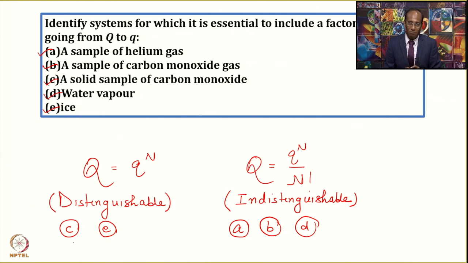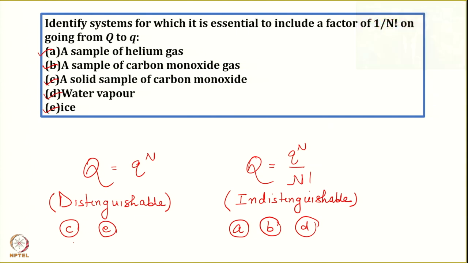Therefore, when you recover the molecular partition function from the canonical partition function, we need to be very careful whether we need 1 over N factorial or not, because this can change your result. If you choose the wrong representation, this can bring inaccuracy in your calculations.